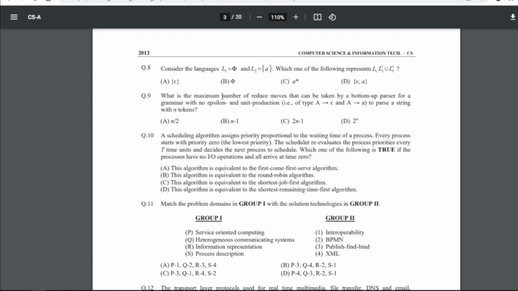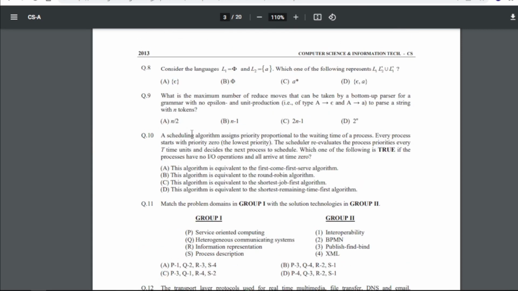Eighth is, consider the language L1 equals phi and L2 equals {a}. Which one of the following represents L1 L2 star union L1 star? So if you solve this particular question, you will get the answer as epsilon, that is the empty set.